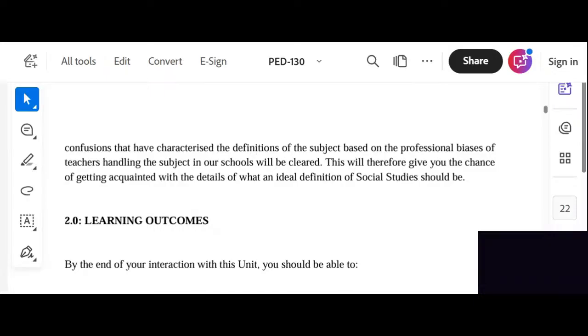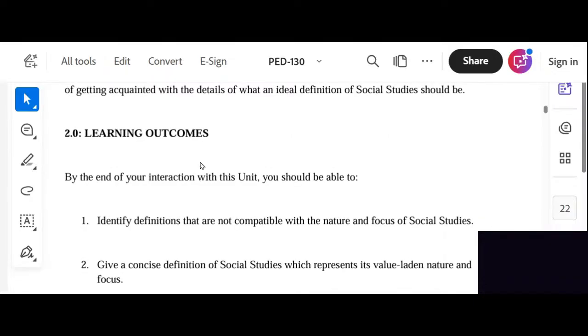This introduction is trying to create a picture and also clear the air. Your focus in this unit is to understand the true meaning of social studies, and to know that there are some misconceptions, some false definitions, attributed based on biases that some teachers believe to be the meaning of social studies, which is not. When you get the correct definition from this place, it helps you to handle it properly when you start teaching the subject in school as a teacher.